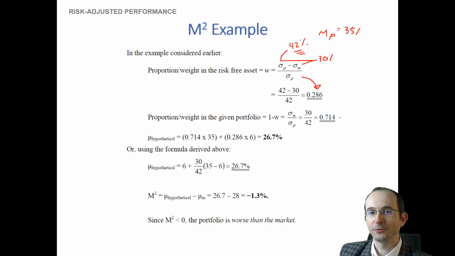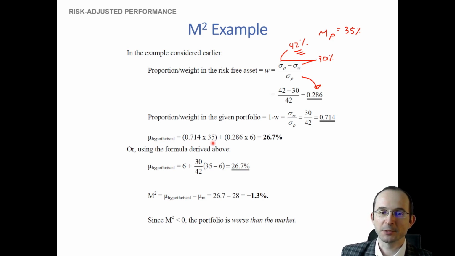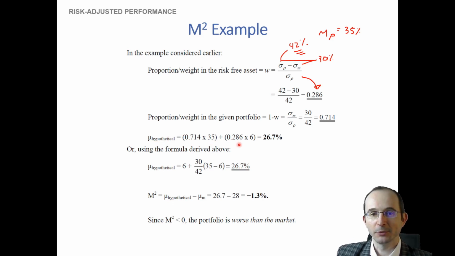We get the 71.4 by, again, just saying that that is 1 minus the weight in the risk-free asset. What then is the expected return to this hypothetical portfolio? Well, now we know how much we're assigning in terms of weights. We're going to take 71.4% times our expected return on the portfolio, 35%, plus the 28.6% times the expected return to the risk-free asset. That's 26.7% in total, and that's the expected return to the hypothetical portfolio.